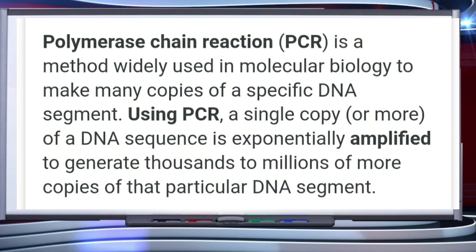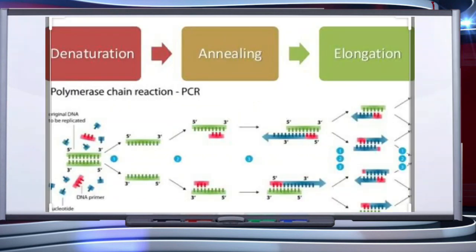The PCR technique requires a DNA template, which is a double-stranded DNA that needs to be amplified. Primers are small, chemically made oligonucleotides of about 10 to 18 nucleotides that are complementary to a region of the template DNA. And the enzyme used is Taq DNA polymerase, which is obtained from the bacterium Thermus aquaticus.